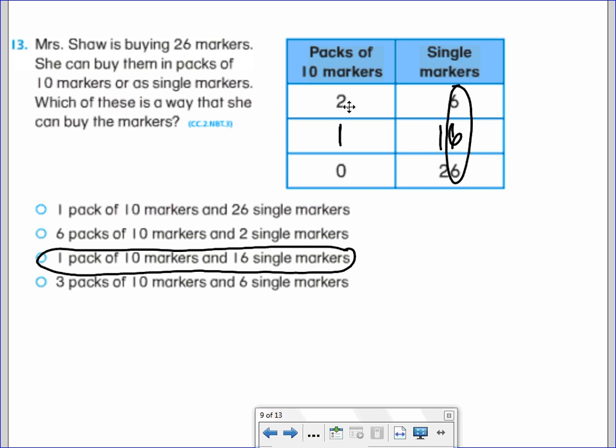6 10s, 2 1s. 62, that's right. And 3 packs of 10, 3 10s, and 6 singles, 6 1s. 3 10s, 6 1s. Jess. 36. Good job.